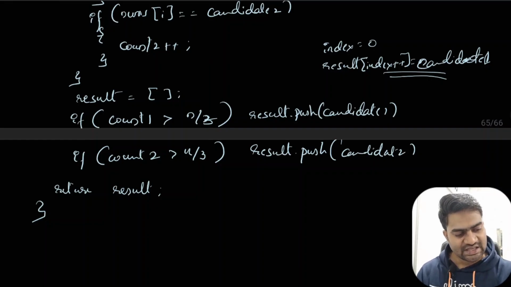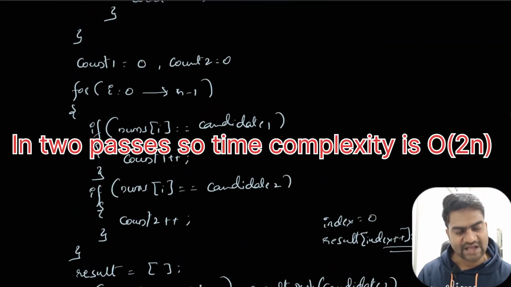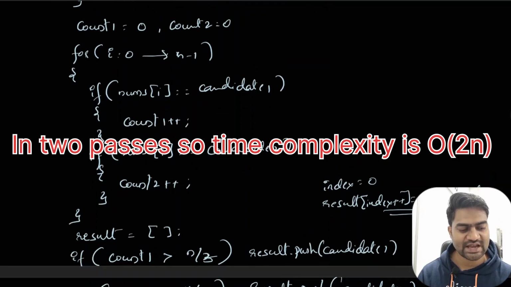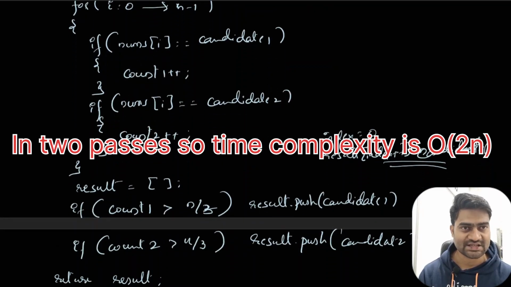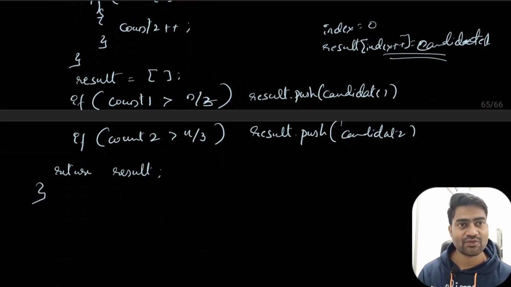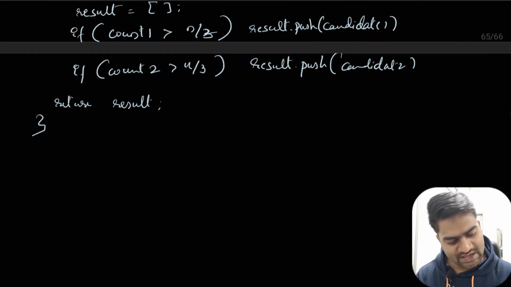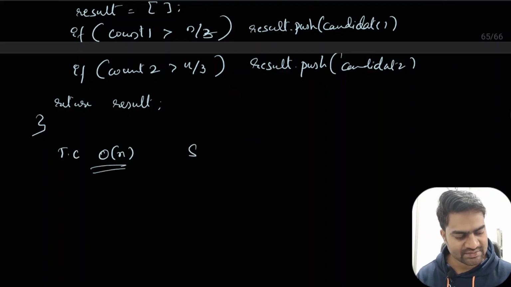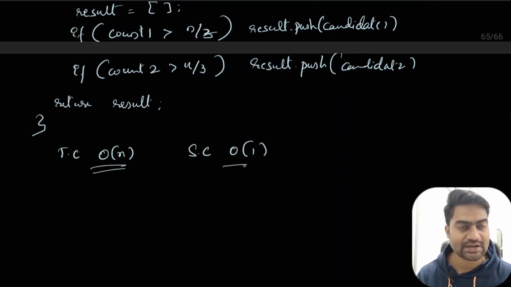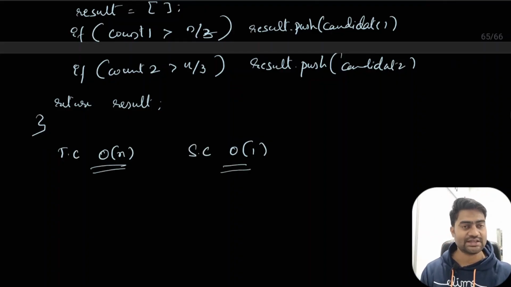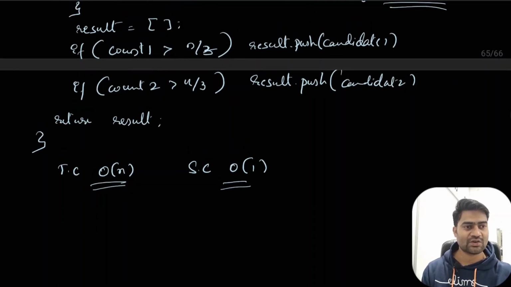Okay, if you see, we do this in a single pass, and we are not using anything extra. So we are using few variables. Apart from that, we are not using anything extra. So our time complexity will be of order n and space complexity will be of order 1. So this is how we effectively use Boyer-Moore's voting algorithm here.